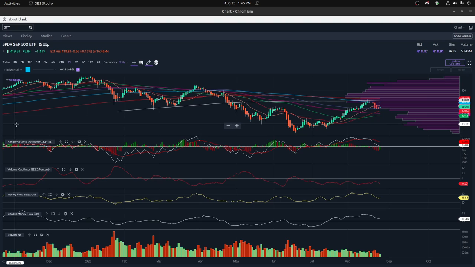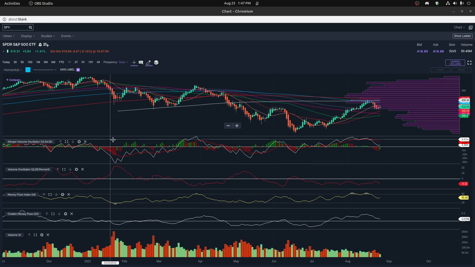Hi everybody. Today I wanted to talk a little bit about this Klinger Volume Oscillator. I wanted to look at a couple different volume-based oscillators, including a regular volume oscillator, a money flow index, and a Chaikin money flow. But primarily we're going to focus on the Klinger Volume Oscillator.